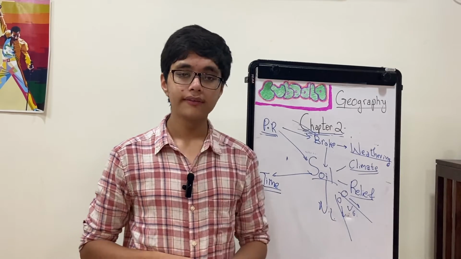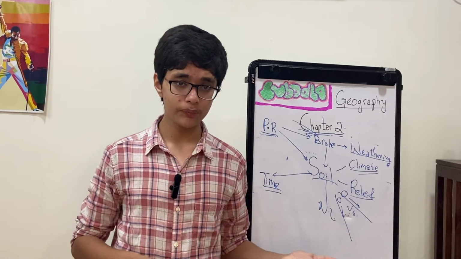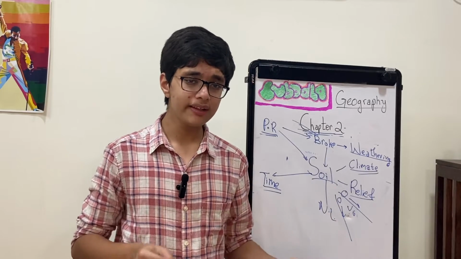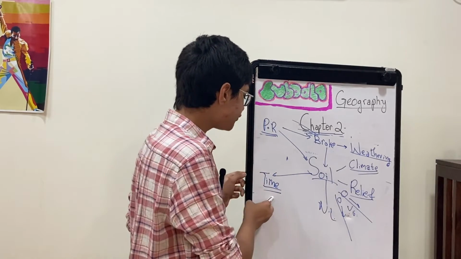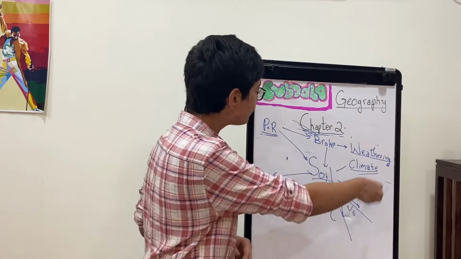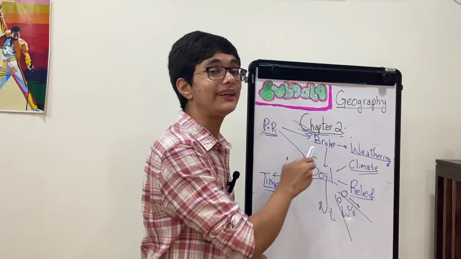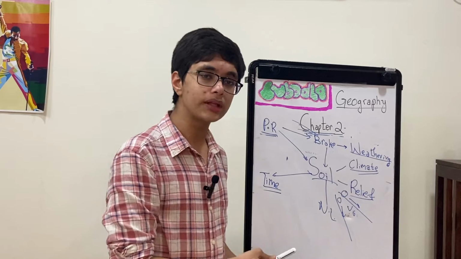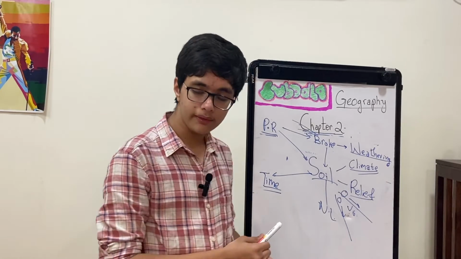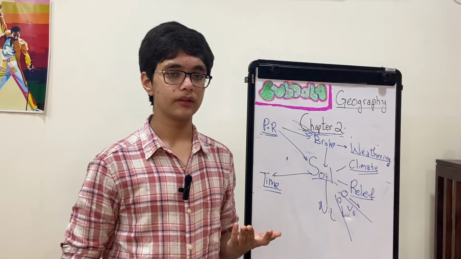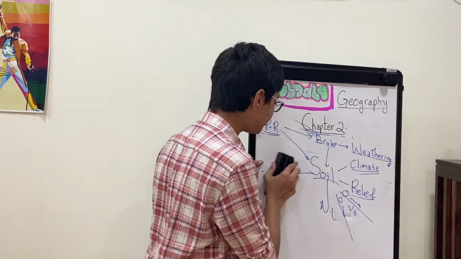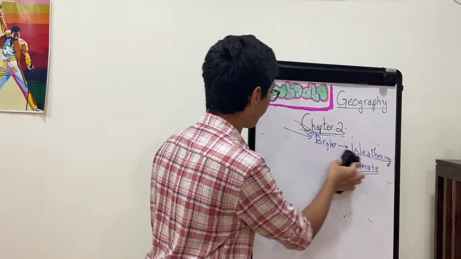Next is the natural life over there. When we say natural life, we basically mean 2 things: microorganisms and plants. And finally is the ruling factor of everything else: time. How quickly the parent rock weathers tells us the texture of the soil. So those are the 5 factors of soil formation.